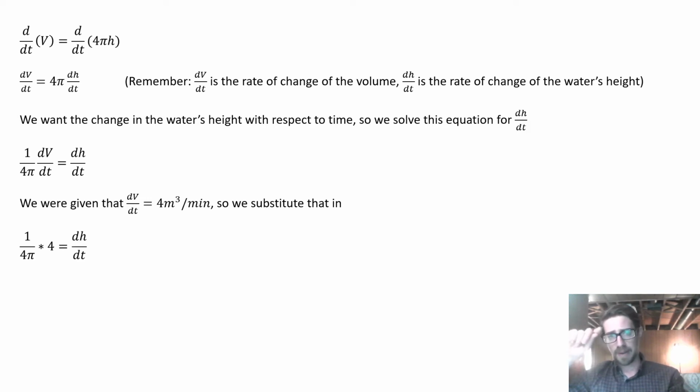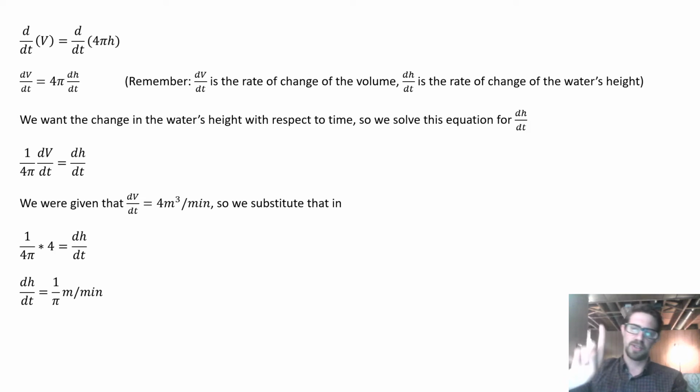1 over 4 pi times 4 equals dh dt. Those 4's just so happen to cancel out. So it's 1 over pi. The change in the height of the water with respect to time is 1 over pi. As far as the units, I do want to see units, but just think about what the units for this are. Height is a one-dimensional thing, so it's just meters per minute, right? That's just like miles per hour or whatever. That's just the speed of something that's going one direction.